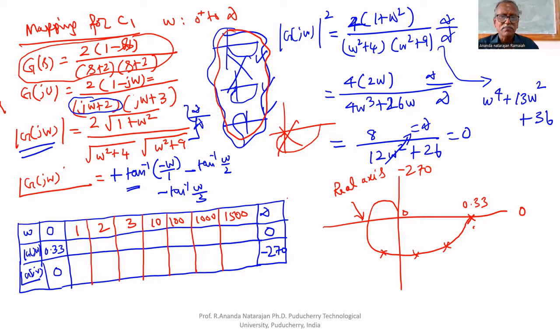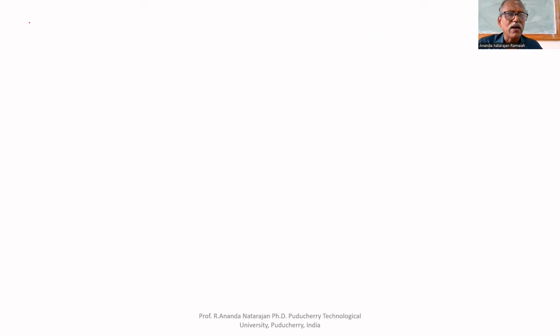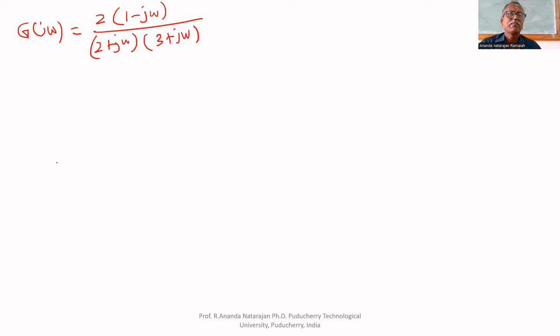To find that, we have to consider G of j omega equal to 2 multiplied by 1 minus j omega upon 2 plus j omega multiplied by 3 plus j omega. Multiply the numerator and denominator by the complex conjugate.